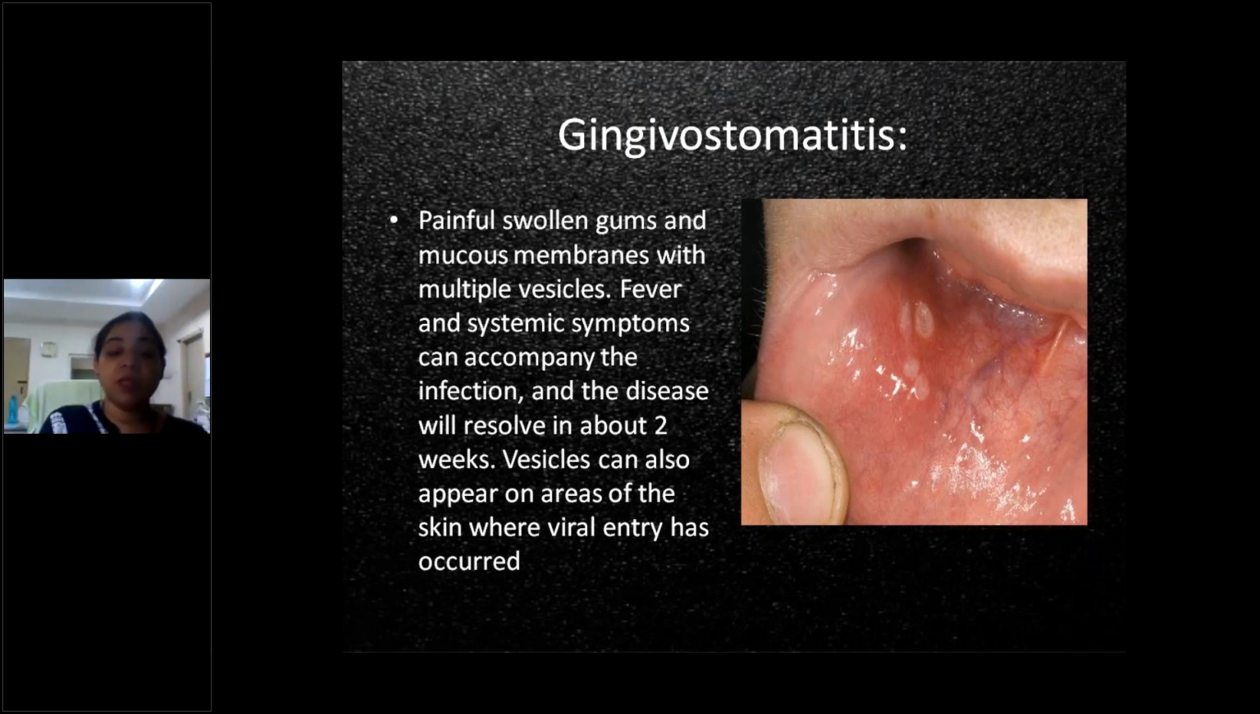Vesicles can also appear on areas of the skin where viral entry has occurred. Gingival stomatitis: can you see that inside the gums? See how the lesions are whitish. You can see such types of lesions also due to vitamin deficiency.